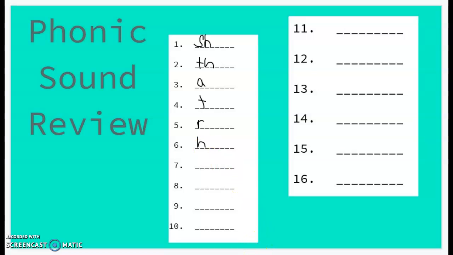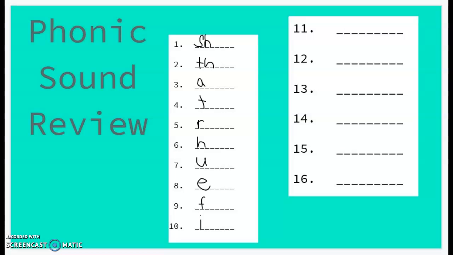H. Number 7, U. Number 8, E. Number 9, f, f, f. F. Number 10, I.